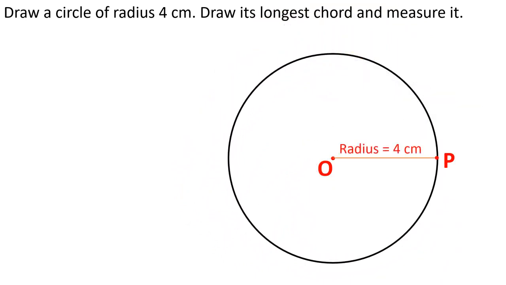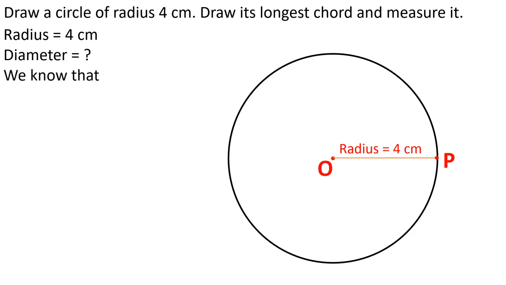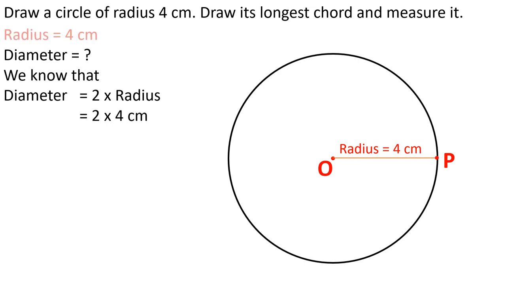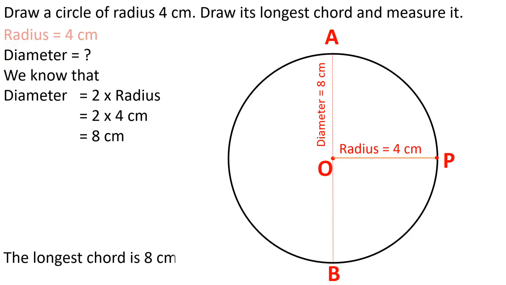If we have the diameter, we easily find out the longest chord because diameter is the longest chord of a circle, and we know that diameter is equal to 2 multiplied by radius. Put the value of radius, which is 4 cm. So diameter is equal to 2 multiplied by 4 cm. 2 4s are 8, which is equal to 8 centimeter. So the longest chord is 8 centimeter.